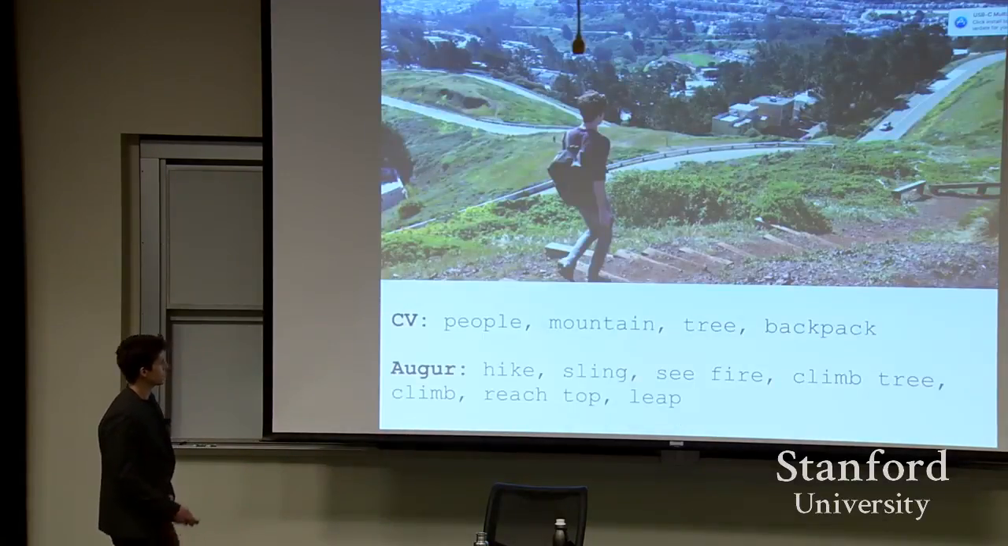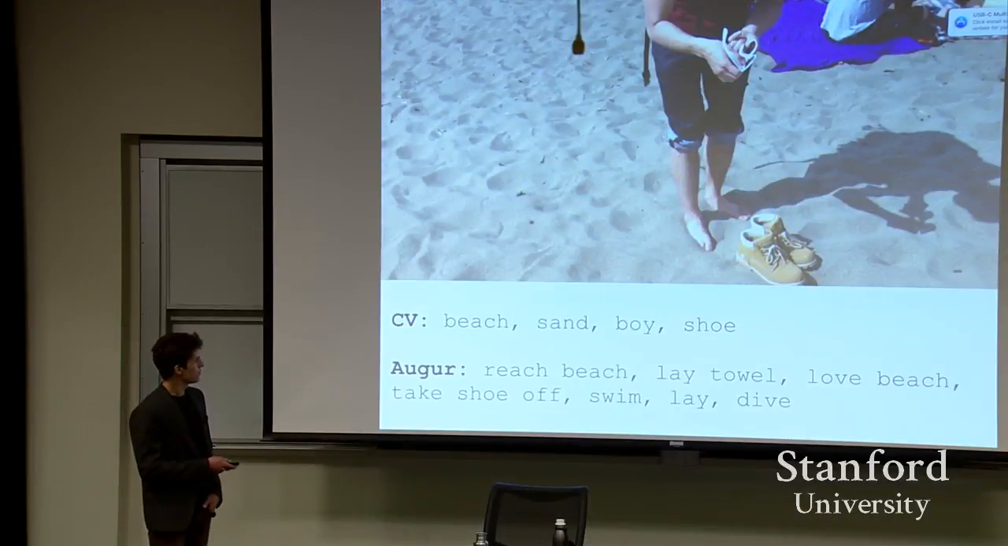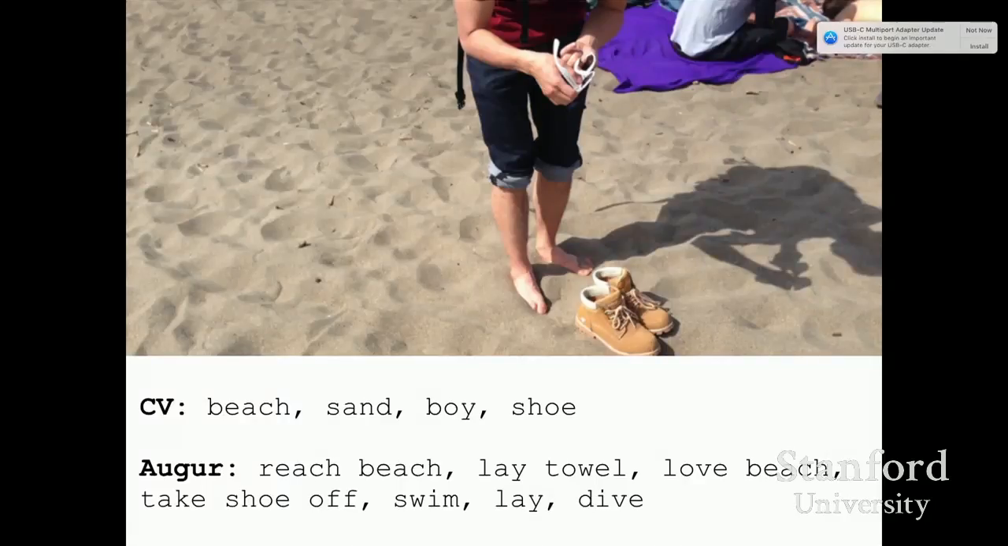So the basic way this works is you have a picture, you take some CV context out of the picture. So here computer vision tells us this picture has people, mountain, tree, and backpack. We can then pass these to the Augur API and we see things like hiking or reaching the top. Or another picture, a beach scene. We can pass this to Augur and we see things like laying a towel or diving.